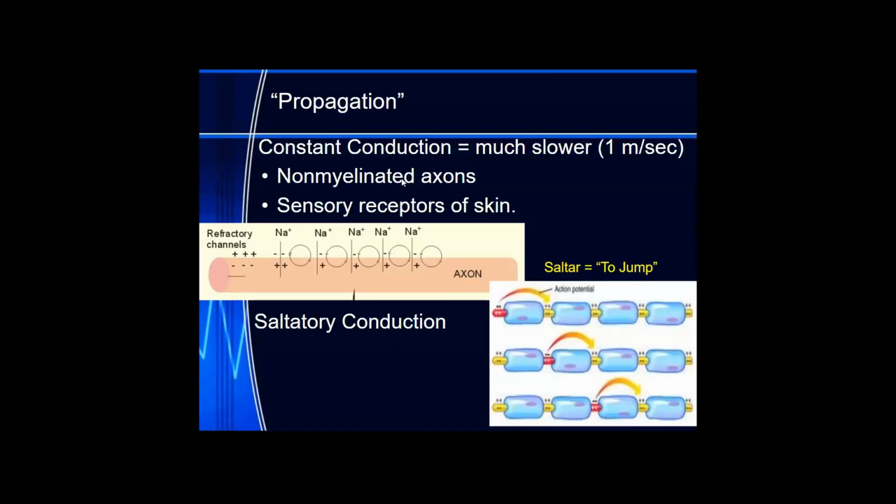So non-myelinated axons are quite slow. Many of our sensory receptors in the skin are non-myelinated. They don't have this covering. And so they have to have a constant action potential along the entire membrane, whereas saltatory conduction jumps and it's much quicker.